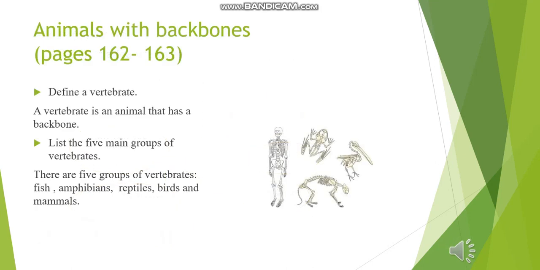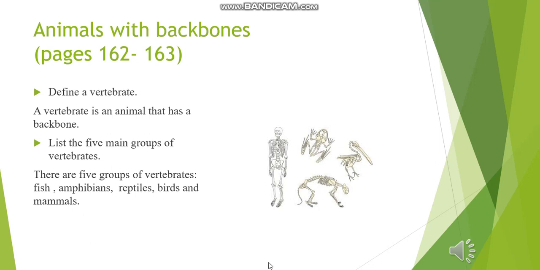Open your books, pages 162-163. Tell me, what are the text features in these two pages? Heading, text, important word, pictures, captions, and questions. Very good. Take a minute, look at the heading of this page, Animals with Backbones. What do you know about the meaning of the word backbone? A backbone is a set of bones connected to each other in your back.